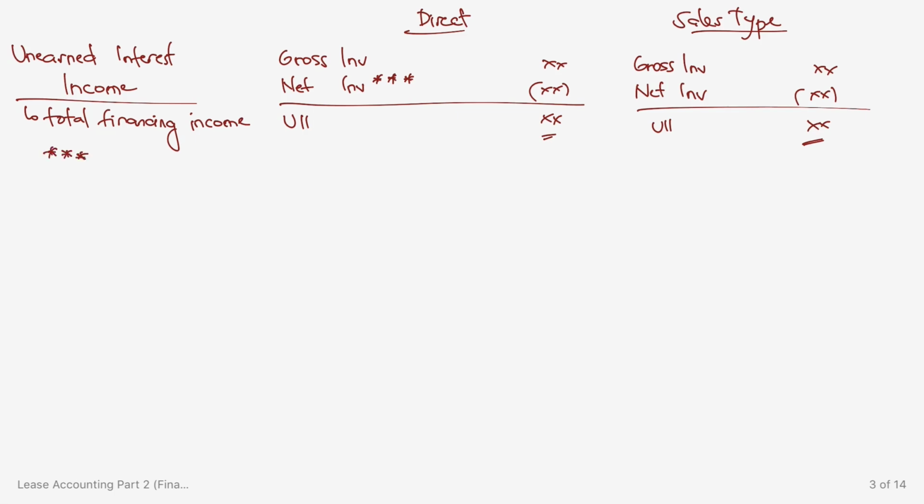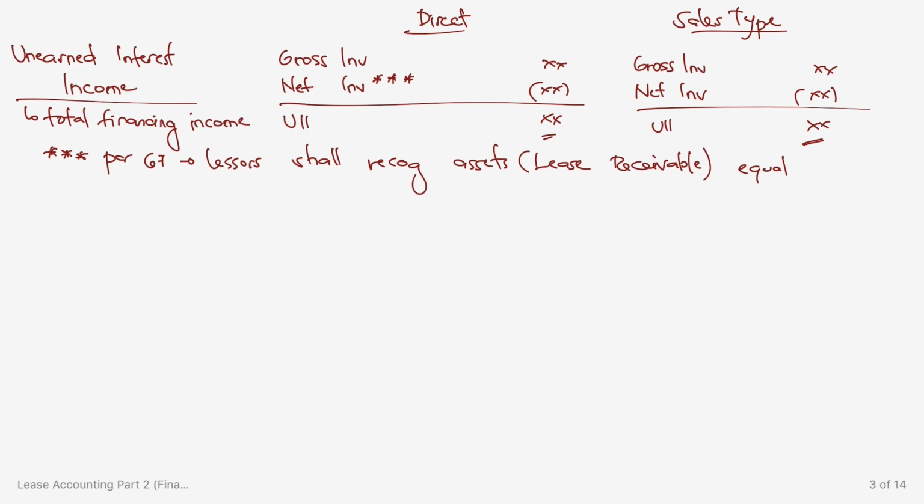Alright? Because meron kang kailangan matandaan dito sa net investment na to. Sir, ano yun? Well, according to paragraph number 67 of IFRS number 16, lessors shall recognize assets or yung tinatawag natin na lease receivable. Again, ito yung tinatawag natin na lease receivable. So, lessor shall recognize assets or lease receivable under finance lease equal to what? Equal to the net investment. Again, equal to the net investment in the lease.